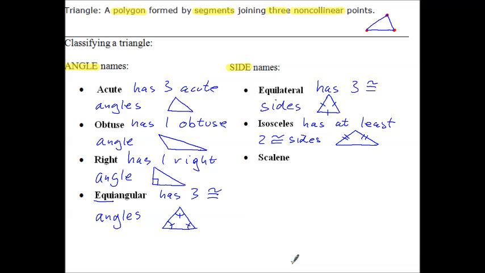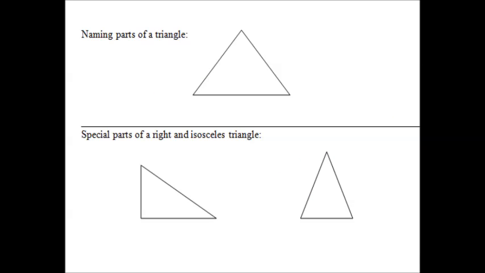And last but not least, we have a scalene triangle. Scalene triangles have no congruent sides. And we show this by giving each side a different congruency mark. All right, then let's continue and name the crucial parts of our triangle.